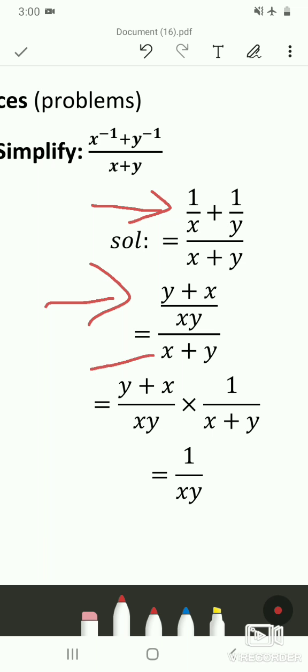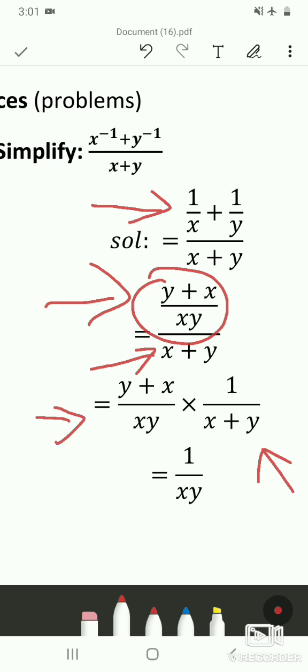So in the next step, this term, when it goes to the numerator, we will write it as 1 upon x plus y. So this term multiplied by the numerator, when the denominator term goes to numerator, we will multiply. So we'll get it as y plus x upon xy into 1 divided by x plus y. So you can see this term and this term are the same. You can cancel it. So we'll be remaining with 1 upon x into y. So this is the answer.